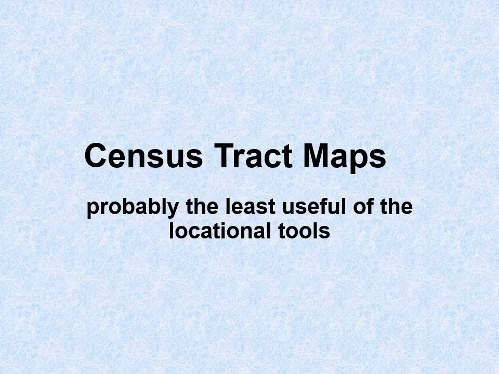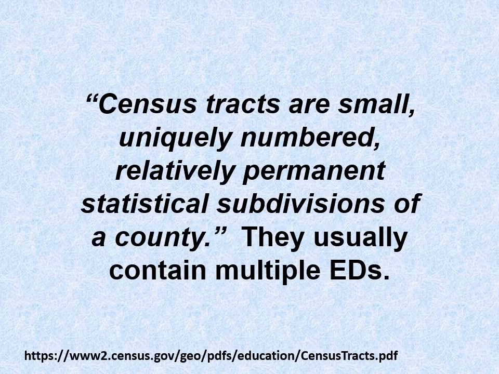So the last thing I want to talk about are census tract maps. This is probably the least useful of the locational tools. Census tracts are small, uniquely numbered, relatively permanent statistical subdivisions of a county. They usually contain multiple enumeration districts.